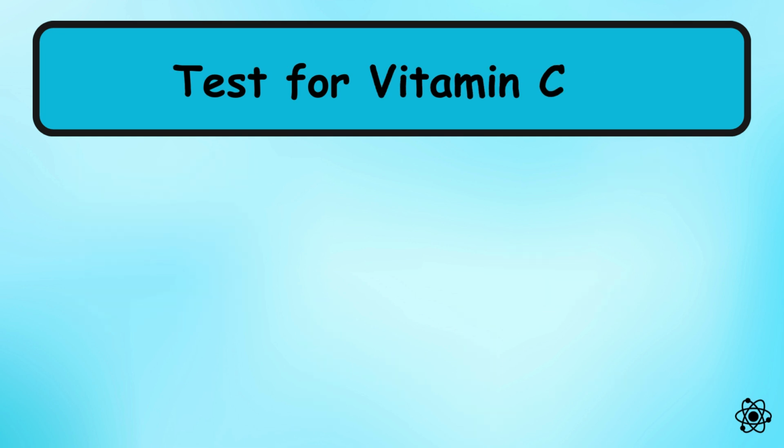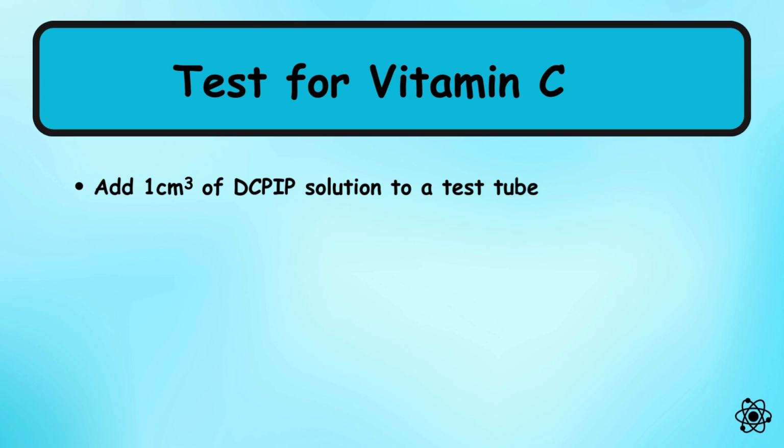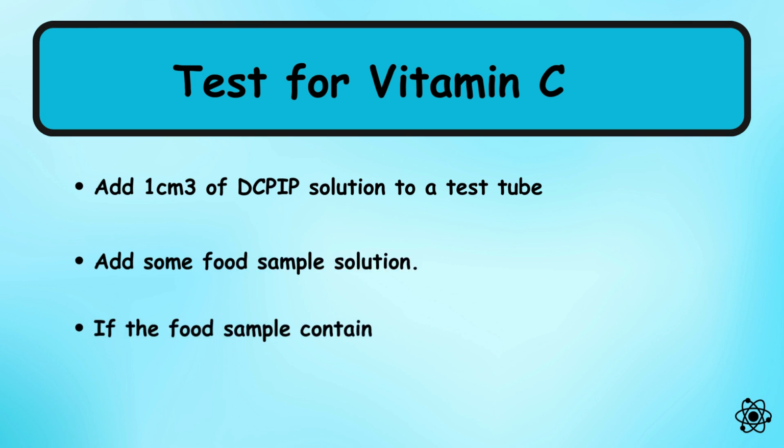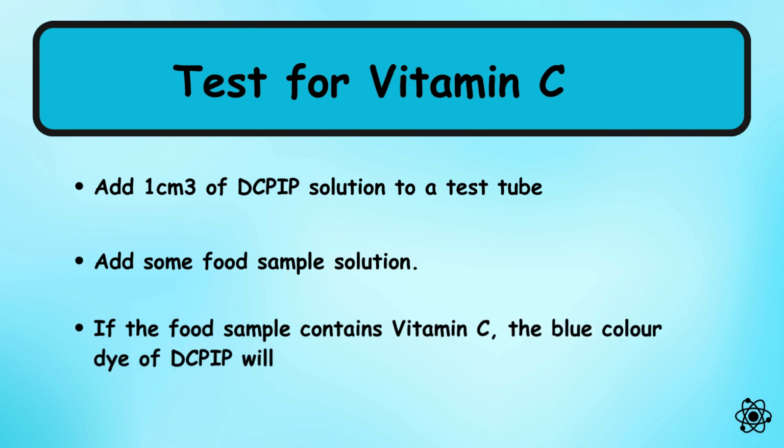The final test we'll be learning about is the test for vitamin C. Add 1 cubic centimeter of DCPIP solution to a test tube. DCPIP is blue in color. Add a small amount of food sample in the solution. A positive test will show the blue color of the dye disappearing.